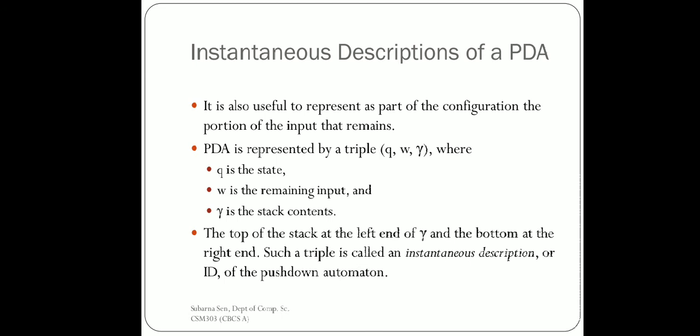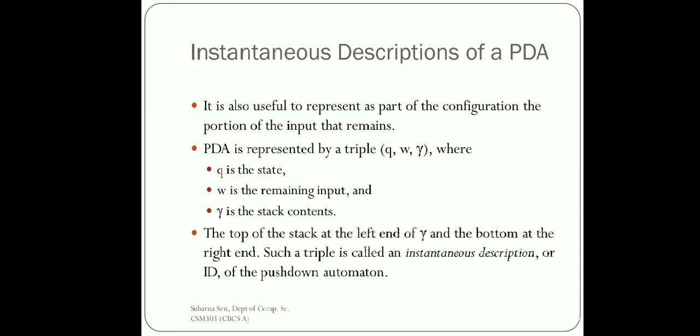Okay. It is also useful to represent, as part of the configuration, the portion of the input that remains. What is the meaning of it? Say we are dealing with the input string 1010111. Till now we have processed up to 10, so there is a remaining part of the string that we also have to keep in mind, right? So a PDA is represented by a triple (Q, W, lambda), where Q is the state, W is the remaining input, and lambda is the stack contents.